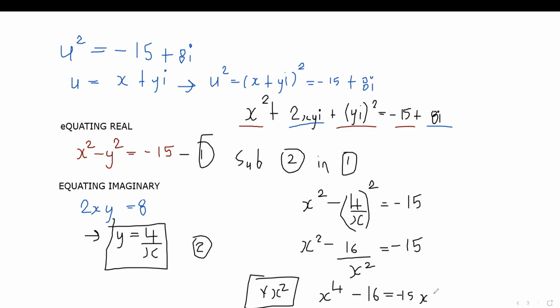All right, cool. Now what do you do next? You bring over to the other side. So we end up getting x to the 4 plus 15x squared minus 16 equals 0. Now you can do regular factorizing. You can always let y equal x squared, but I'm not going to use y, I'm going to use m. Let m equal x squared.